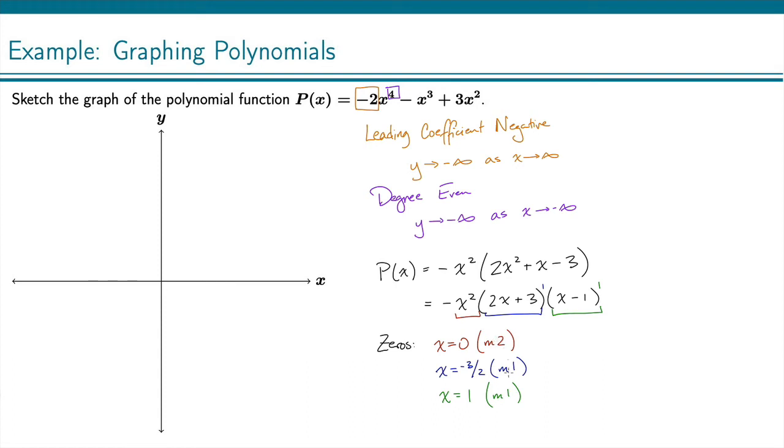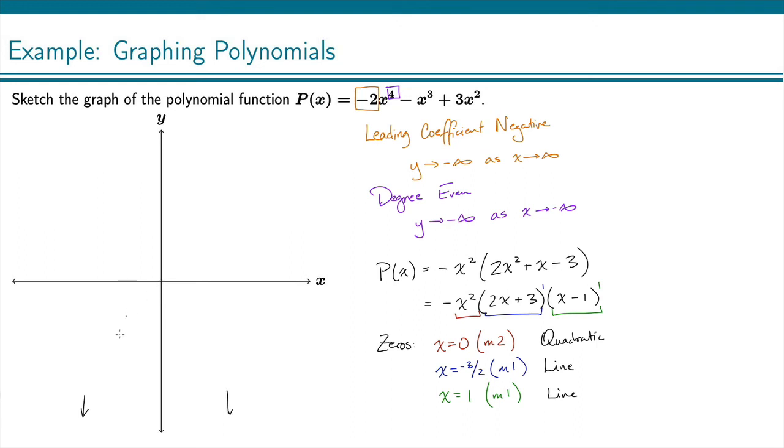And remember, the multiplicity tells us what the graph looks like around that zero. So a multiplicity of 2, it looks like an x squared function. It looks like a quadratic. Okay, and then for a multiplicity of 1, that looks like x to the 1, which is just a line. Okay. And then we draw our end behavior. So on both sides, we're going down.